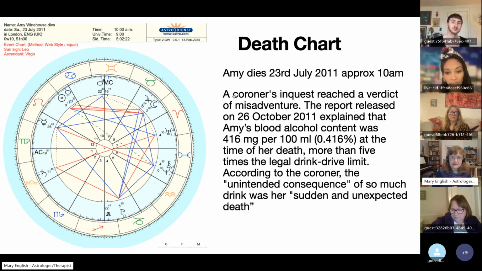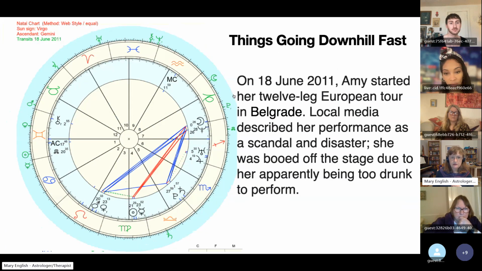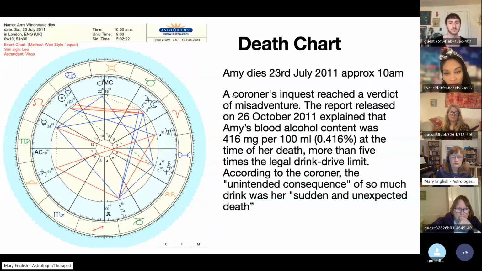Now, this is her death chart. So she died at 10 a.m. on the 23rd of July. So this gig was June. This is the following month. Well, the gig, that was going to be a tour.